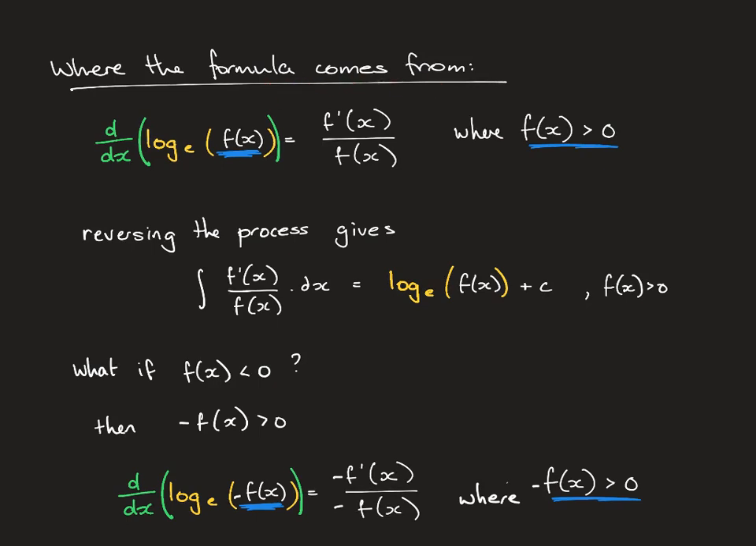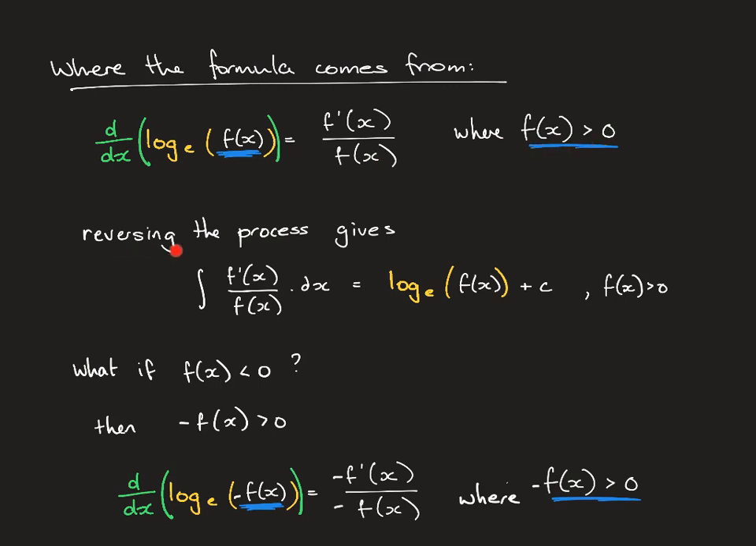All right, for those that want to know how the formula works, where it comes from, let's go. So if we take the derivative of log of f(x), what we get is the derivative of the function over the function itself, as long as f(x) is greater than 0, because you can only take log of positive numbers. So we have to have positive values for f(x).